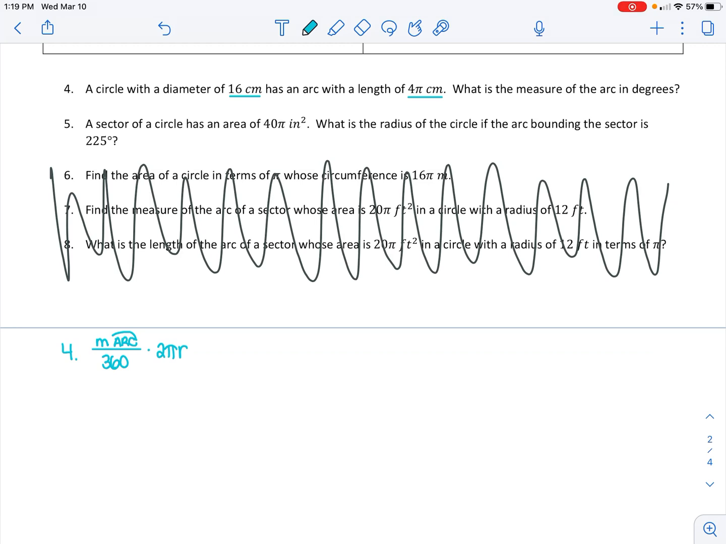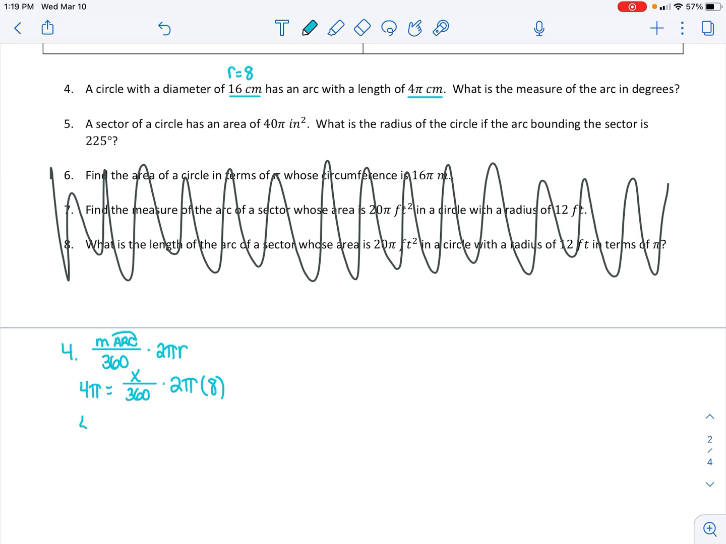So the radius, if the diameter is 16, the radius is going to be 8, because the radius is half of that diameter. And the arc length is equal to 4 pi. So we're going to say 4 pi is equal to my arc measure, which we don't know, over 360 times 2 pi, and then we have 8 for our radius.